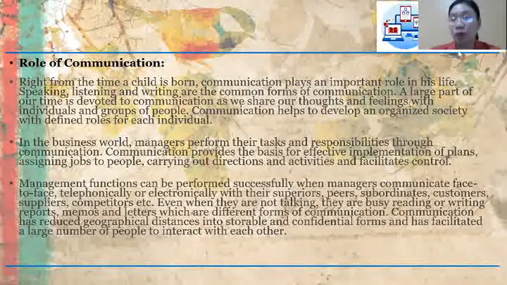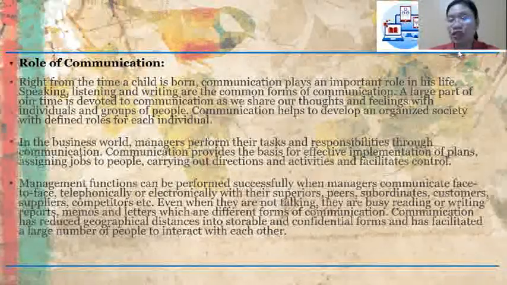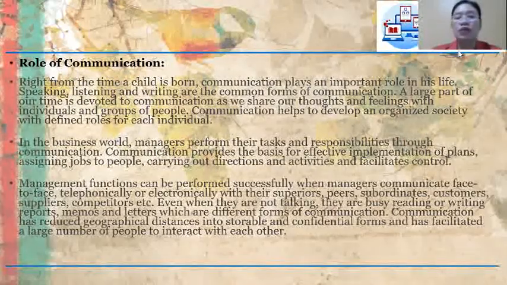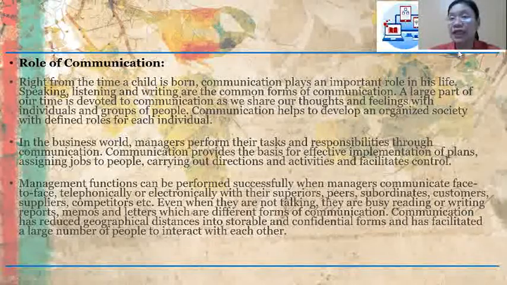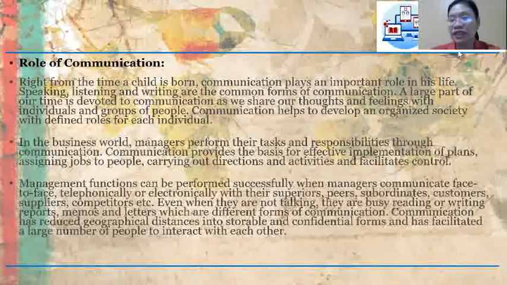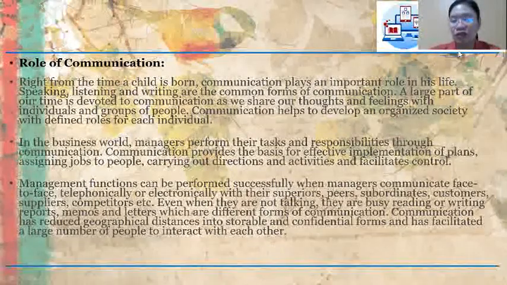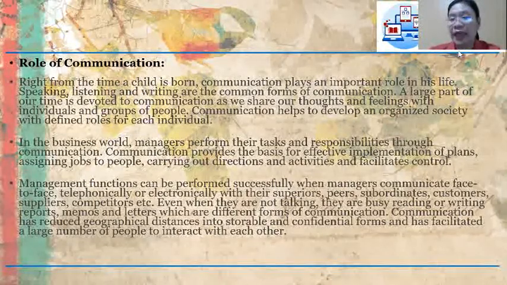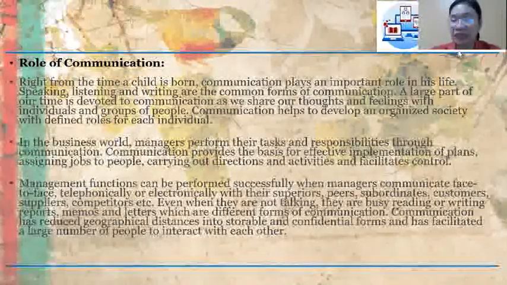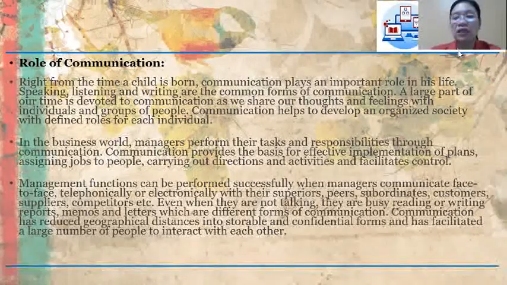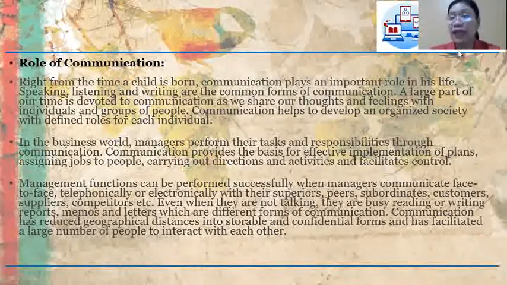Now, in the business world, managers perform their tasks and responsibilities through communication. So it provides the basis for effective implementation of plans, assigning jobs to people, carrying out directions and activities, and facilitates control. Now, management functions can be performed successfully when managers communicate face-to-face, telephonically, or electronically with their superiors, peers, subordinates, customers, suppliers, competitors, and others.